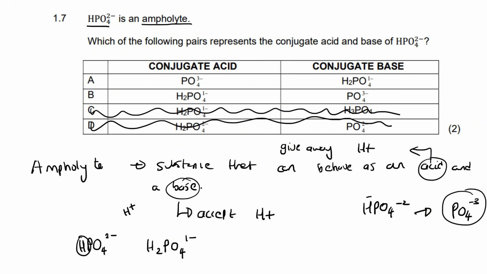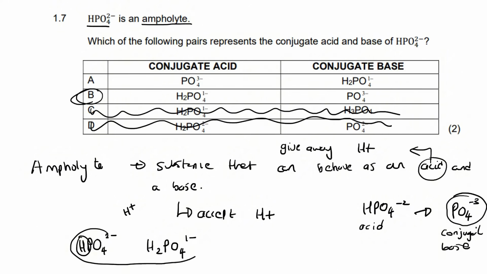So what we need to understand is, in this scenario, what is this acting as? Well, in this scenario, this thing is acting as an acid because it's giving a hydrogen away. So that means that this thing over here would be your conjugate base. So the answer is definitely going to be the one where this one is a conjugate base, so B.